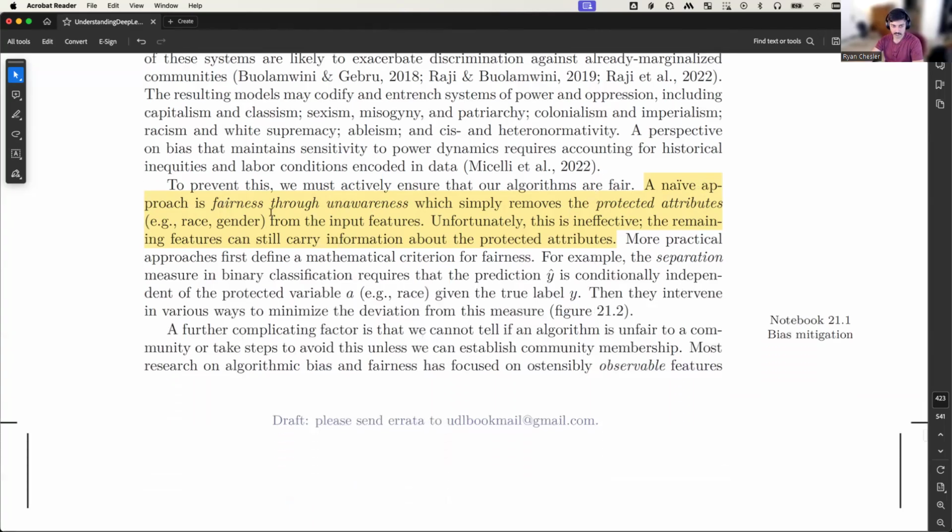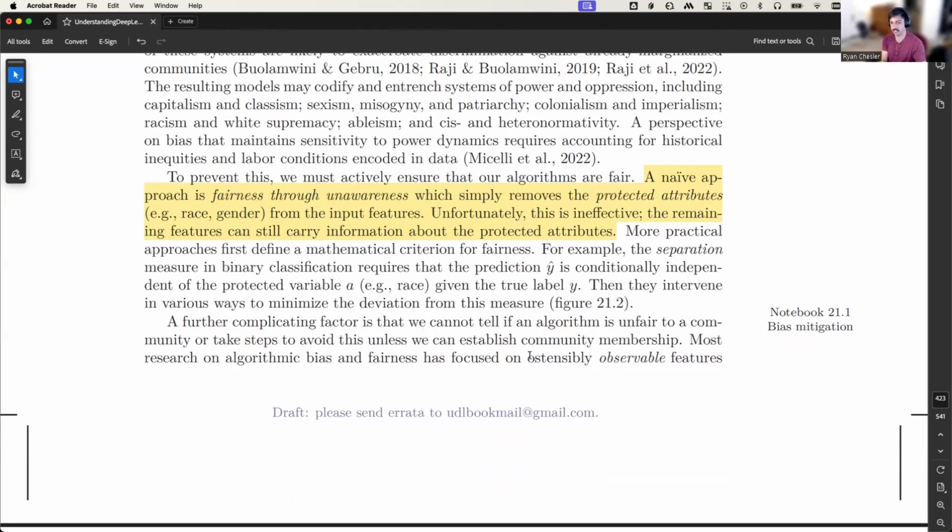So this is what I was mentioning earlier. They're calling it fairness through unawareness. So even if you have your feature that's hidden, it still might come out somewhere through your data.